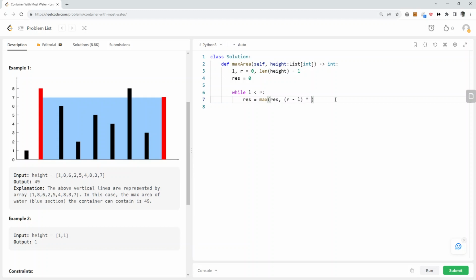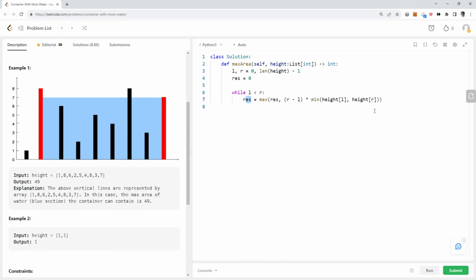And then multiplied by the minimum of height of l or height of r, because these are the two pointers l and r that we were on, so we take the corresponding heights. Let's say initially res is 0. In the first instance, let's see how many intervals there are: 1 2 3 4 5 6 7 8 9. So 9 minus 1, 8 intervals, and it's restricted by a height of 1. So this formula gives us 8 times 1, which is 8. So res is the maximum of 0 or 8, so res becomes 8.